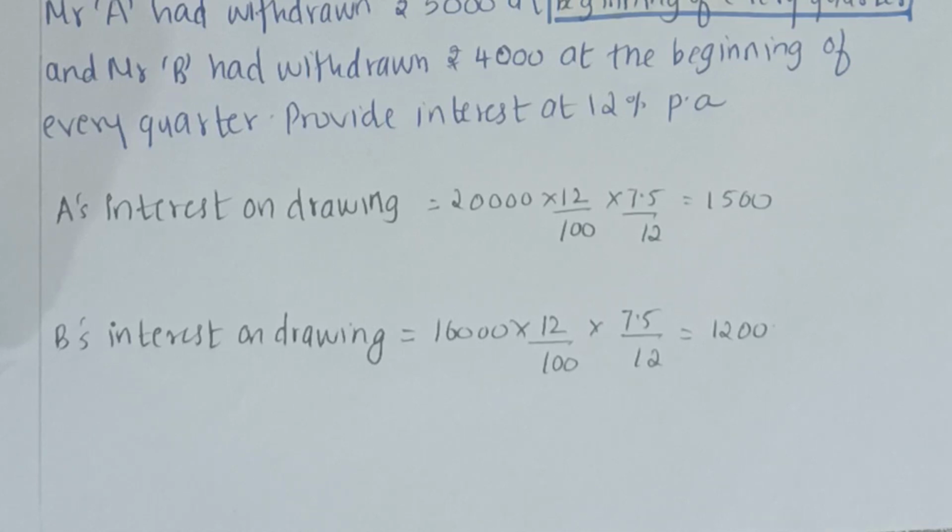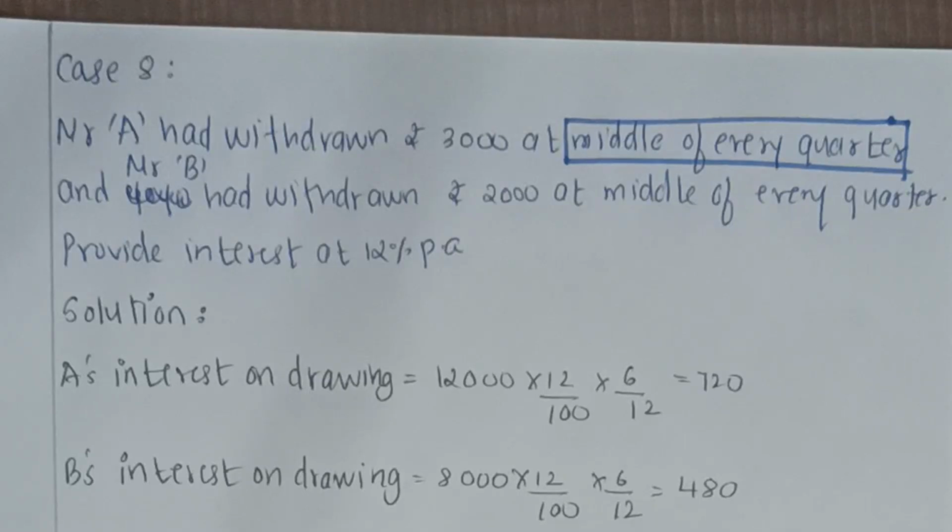So similarly, when we calculate it for B, it will be 16,000. Why? Because 4,000 into 4, which gives us 16,000 into 12% into 7.5 by 12. And it comes to rupees 1,200. Okay, so I hope that case number 5, case number 6 and case number 7 are very clear to all of you. Let's start with our case number 8.